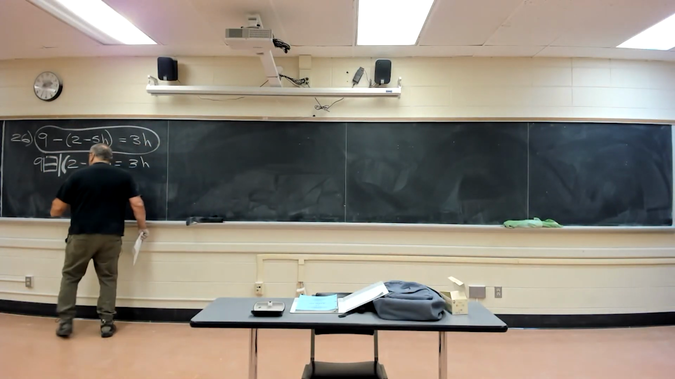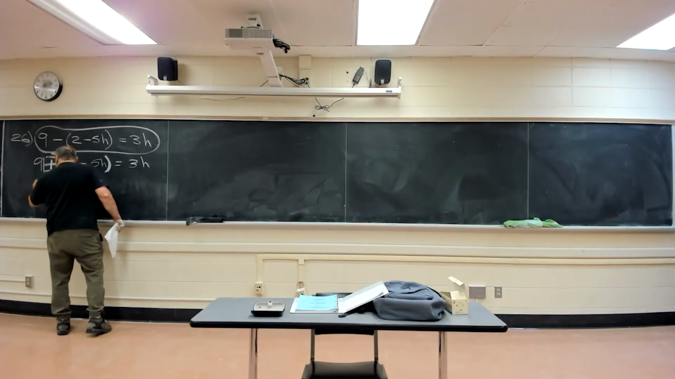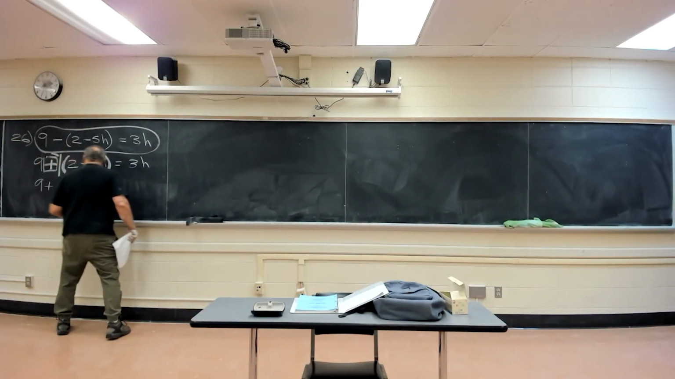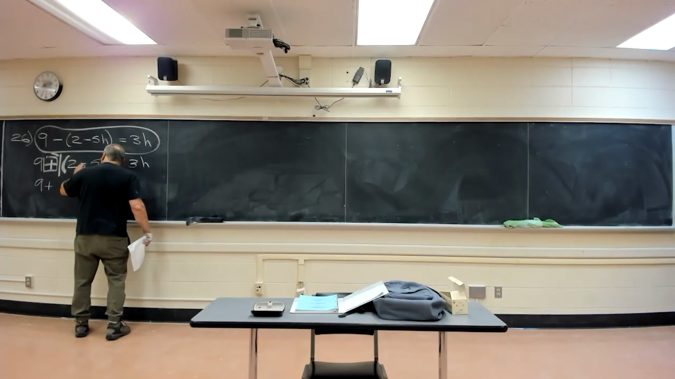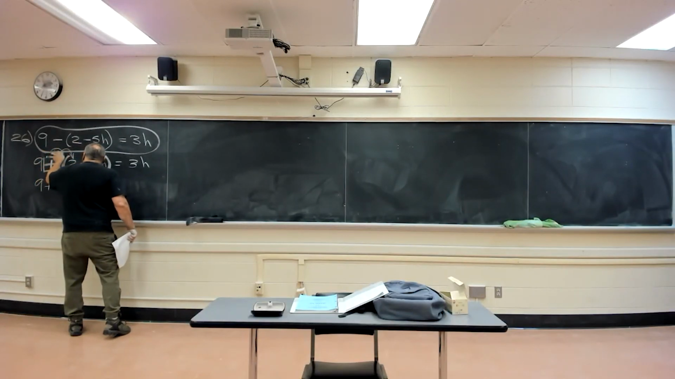You do that, go plus the opposite. This is 9 plus, let's go, minus 5h is plus a negative 5h. Wow, let's see where this is going to go. It's a little messed up. There is another way to do this.